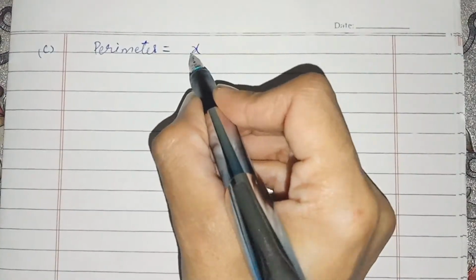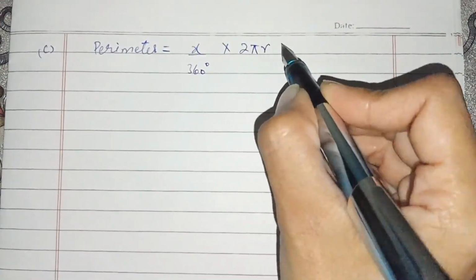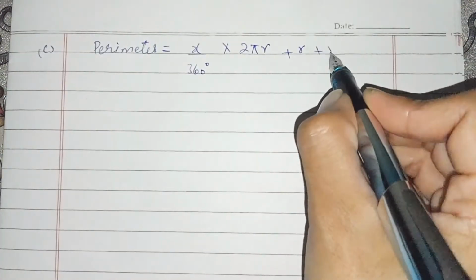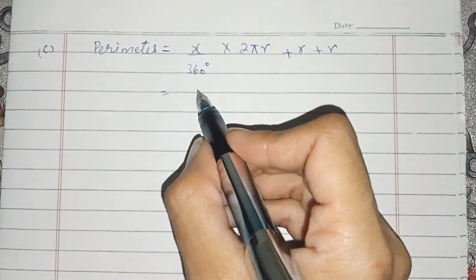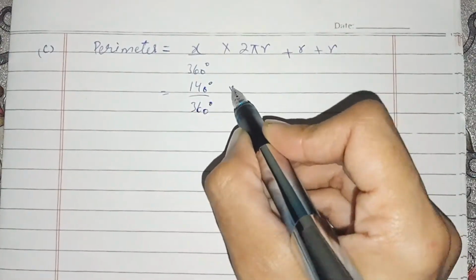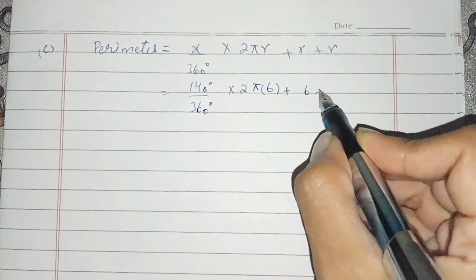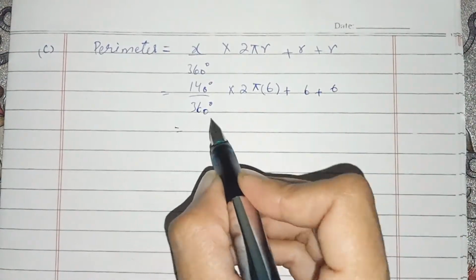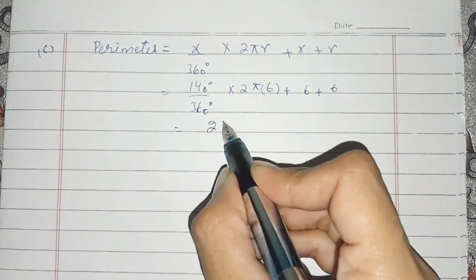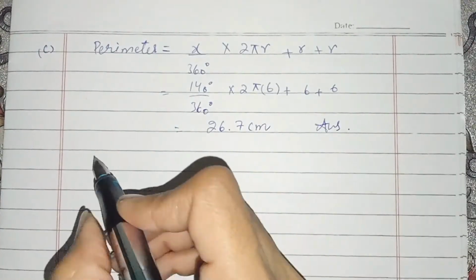The perimeter's formula is x over 360 degree multiplied by 2 pi r, plus r and r. Now we put the values. 140 degree over 360 degree, 2 pi r, where r is given to us as 6, plus 6 plus 6. By solving these values we get the answer 26.7 centimeter, and that is the perimeter.